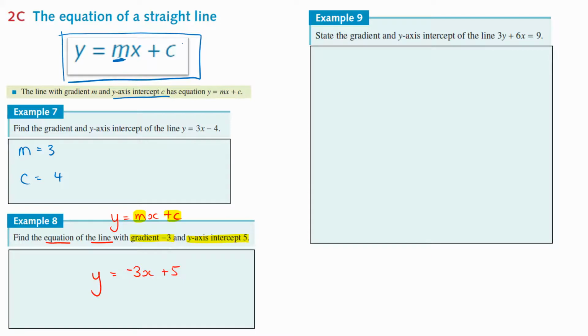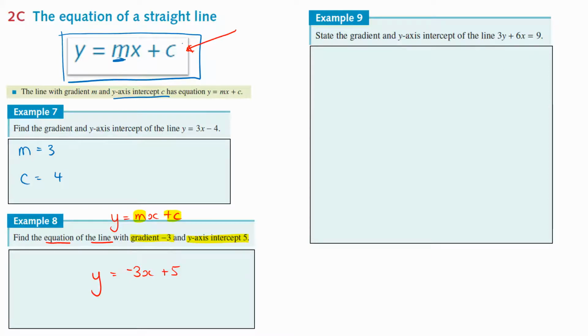Now, example 9, very similar. State the gradient and y-axis intercept of the line 3y plus 6x equals 9. Now, like I said before, we only ever work in this form. Reason being, it's easier to sketch the graph on your calculator, okay? This is a straight line equation. It's just rearranged, or they made it look different, okay?